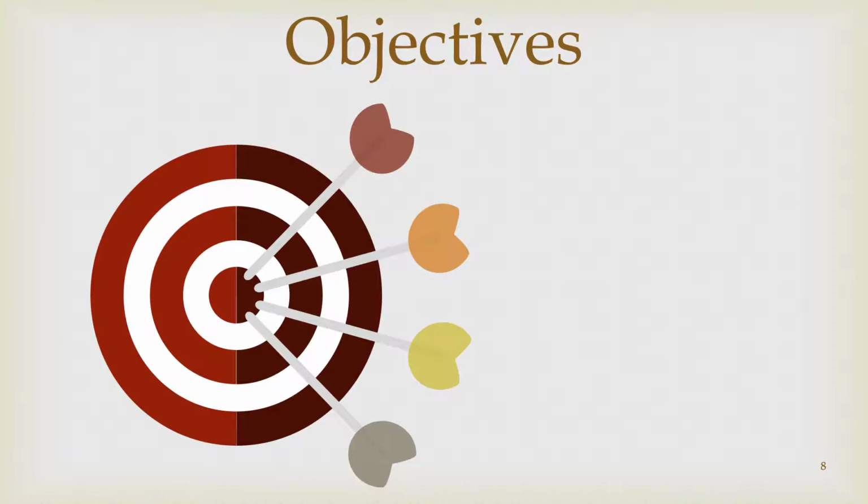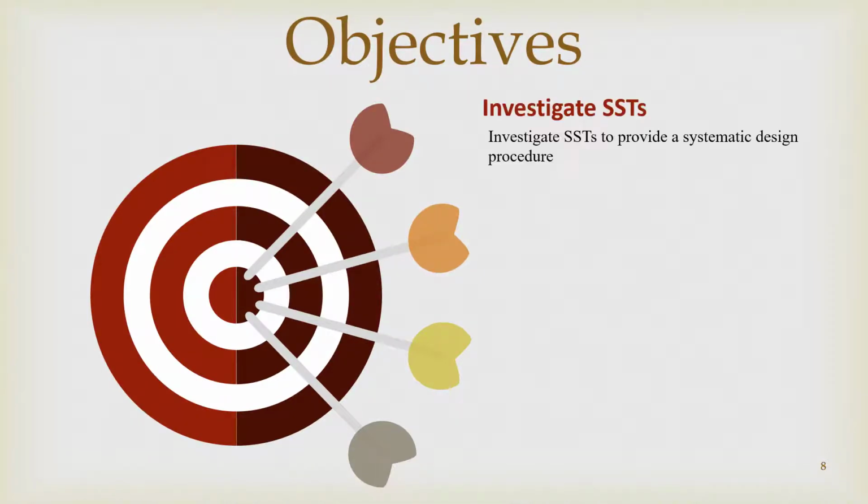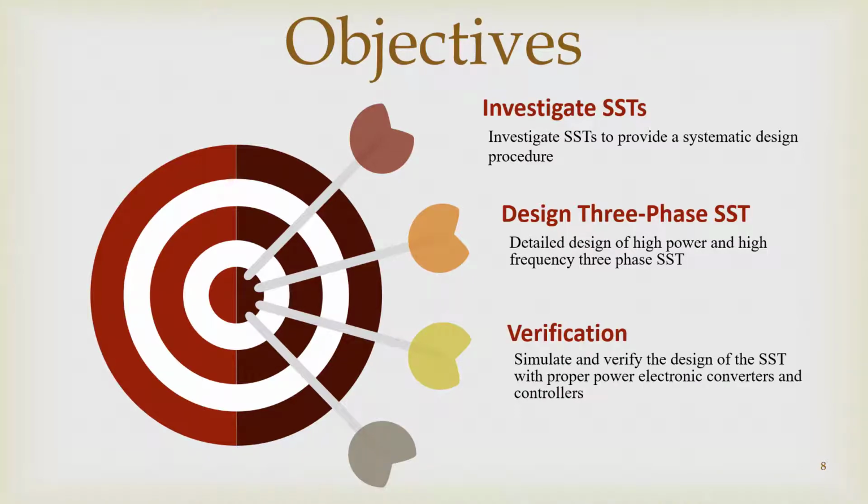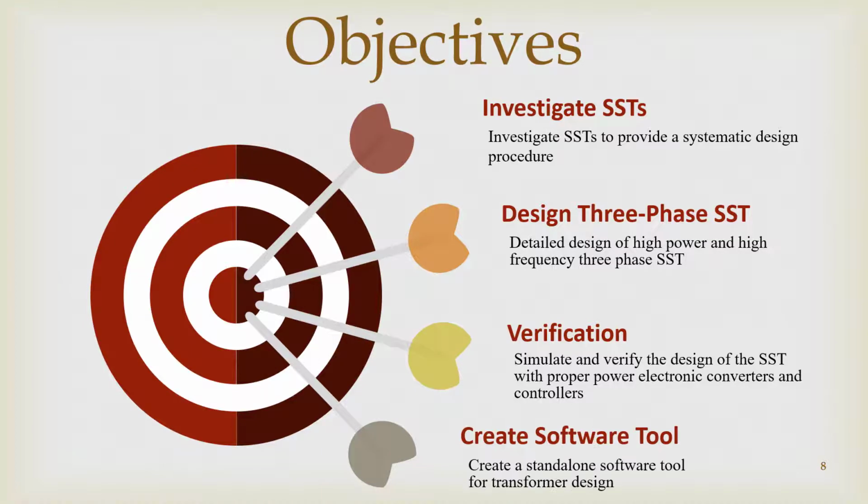Our project has four objectives. The main objective is to investigate the solid-state transformer, while the second objective is to design the three-phase solid-state transformer, and we are here focusing on high power and high frequency transformer. The third objective is to verify our design using Simulink and finite element program. The fourth objective is to create a standalone software for transformer design.